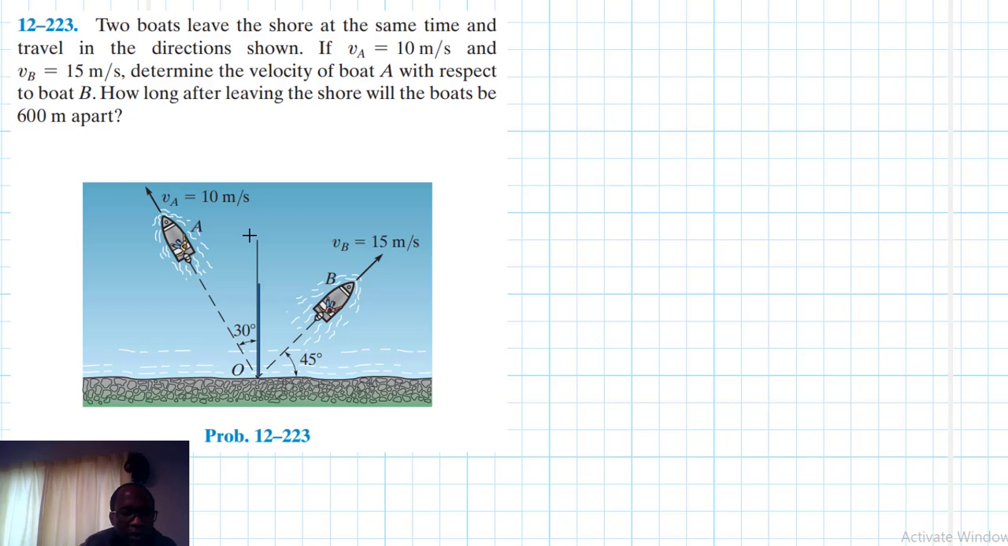Okay, so let's start with A. I will use blue, like so. It will have components in those directions. And then B, I will use green. It will have components like those.